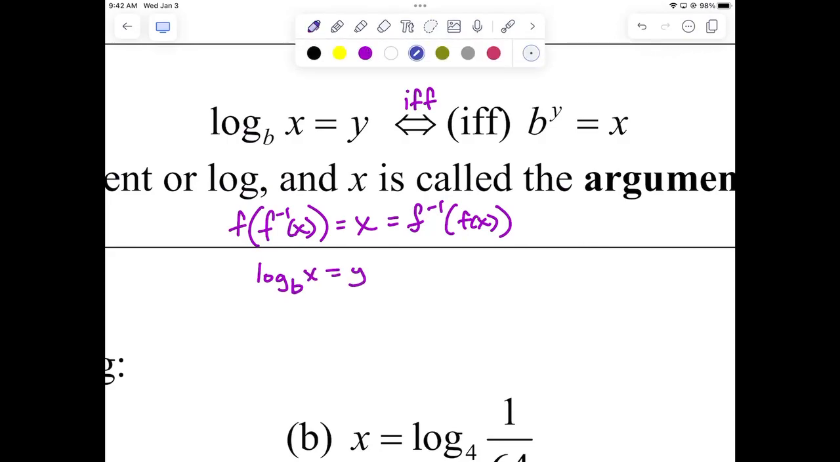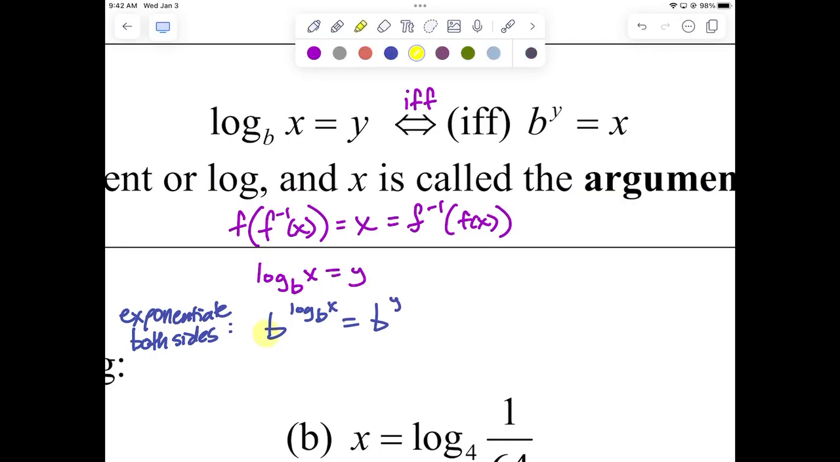We can actually do what's called exponentiate both sides. Here's what that would look like. It would be b to the log base b of x equaling b to the y. So what did I essentially do? I just put the base b on both sides, and I let the left side be the new exponent, and I let the right side be the new exponent. See that? Now, what should happen on the left side?